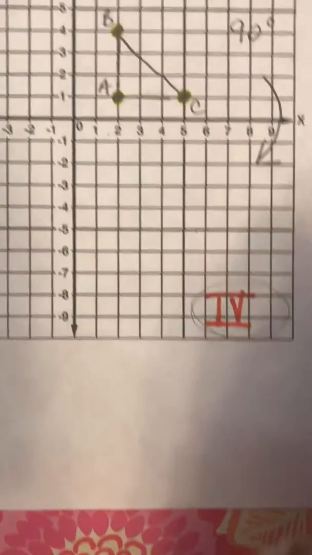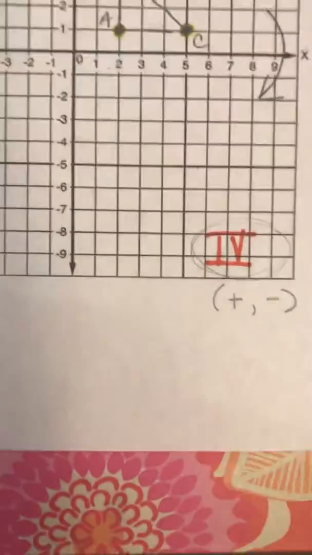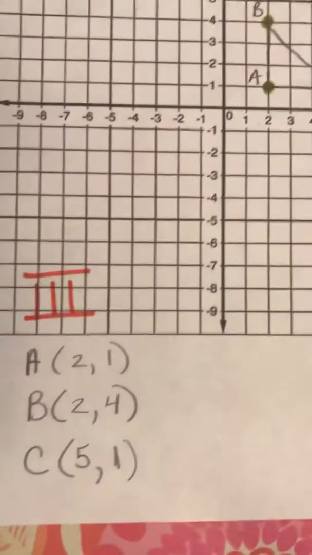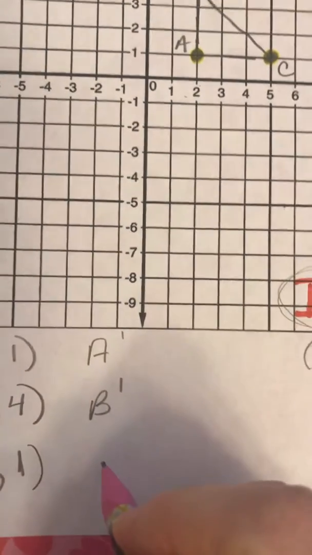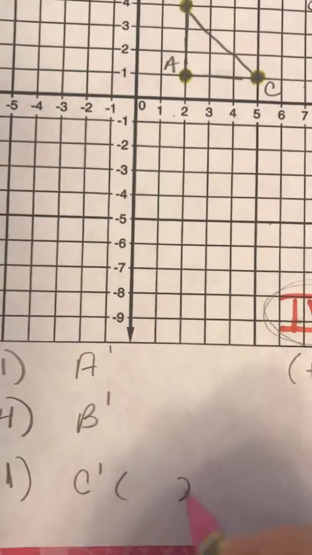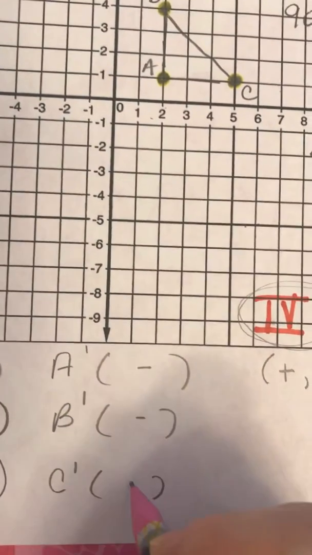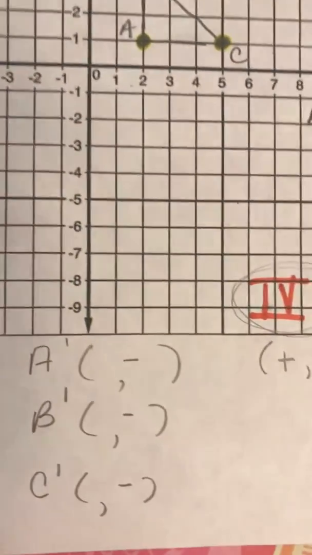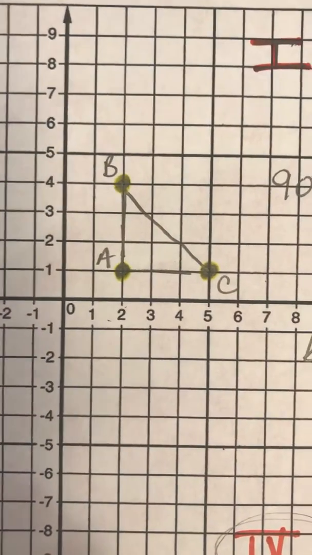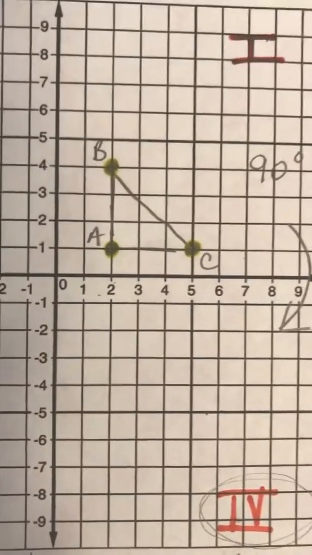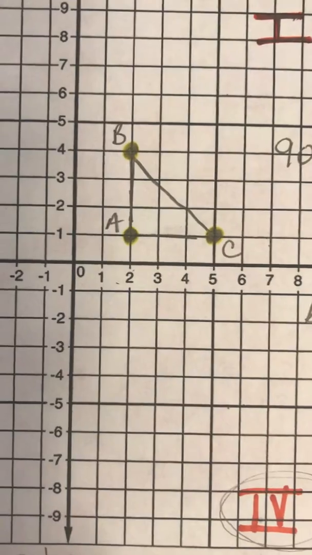What's true about the points in quadrant 4? Well, the x's are positive and the y's are negative. So I know when I look here that I'm going to have new ordered pairs, A prime, B prime, C prime, and that my x's will still be positive, but my y's will now be negative. So I'm putting in little negatives right there, okay? The other thing which is different about rotation is the x and the y switch places. That's right, they switch places.